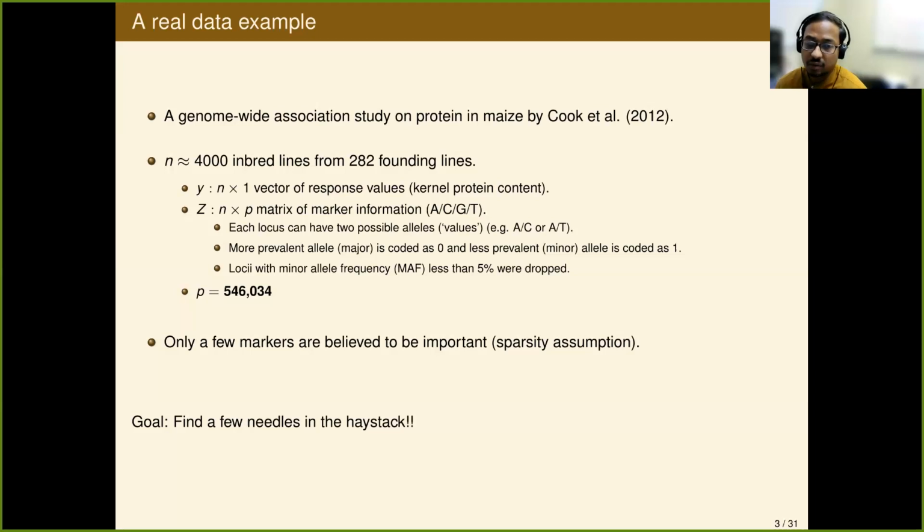Every entry, each locus, every column of the matrix Z, is encoded as 0 or 1, but they actually correspond to allele values. They can have only two possible allele values, like A and C or A and T. One of them would be called the major allele, which is more prevalent in these inbred lines, and the other one, which is less prevalent for a particular marker, would be called the minor allele. Generally, the major allele is coded as 0, and the minor allele is coded as 1, to store the matrix Z in a sparse format.